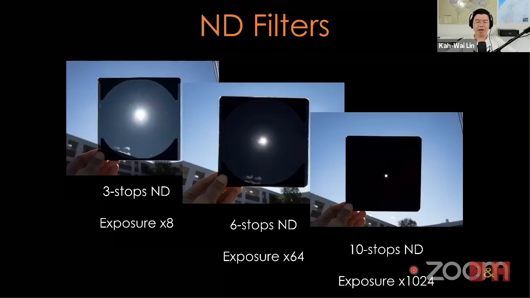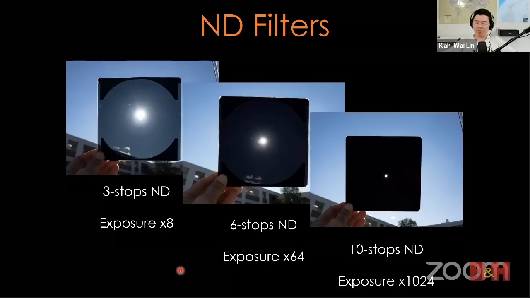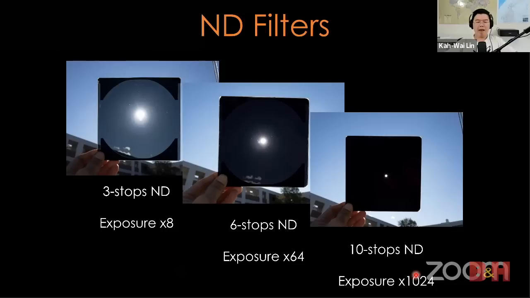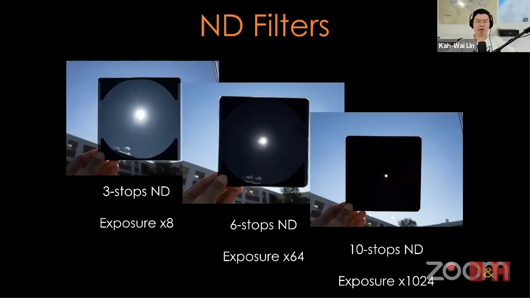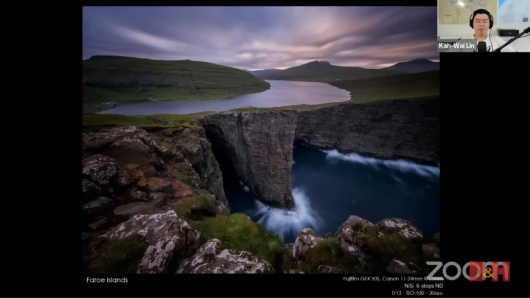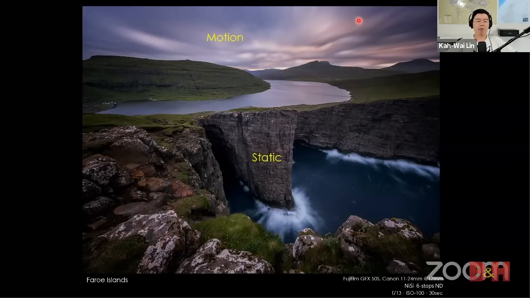So they have different applications. We often use 3 and 6 stop to slightly lengthen exposure time, for example, a few seconds for waterscapes, for the waterfall, and so on. We use a 10 stop ND filter to significantly lengthen exposure time to a few minutes for creating the motion blur of the cloud. This is just an example here, the moving cloud under a 30-second exposure with a 6 stop ND filter creates the movement. So here, something is moving, something is not moving. So we create the so-called motion and static contrast.